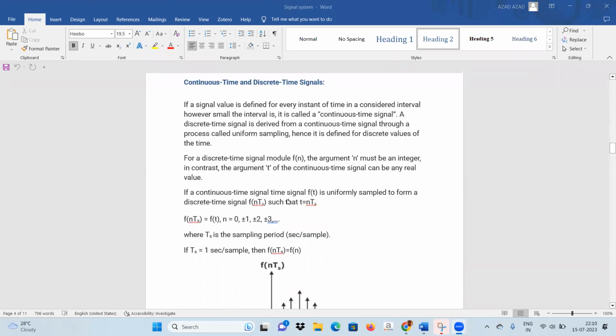A continuous time signal f(t) is uniformly sampled to form a discrete time signal f[nTs], such that t is equal to nTs, where Ts is the sampling period, and n will be an integer: 0, plus 1, plus 2, minus 1, minus 2, whatever.